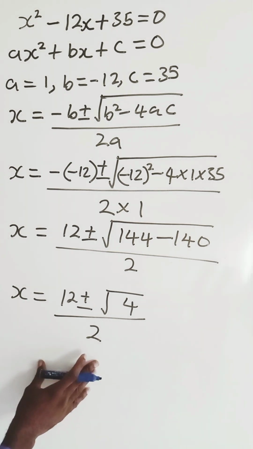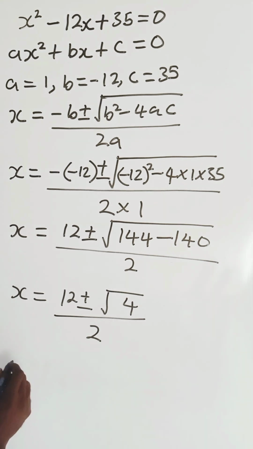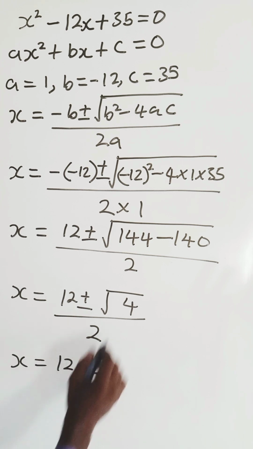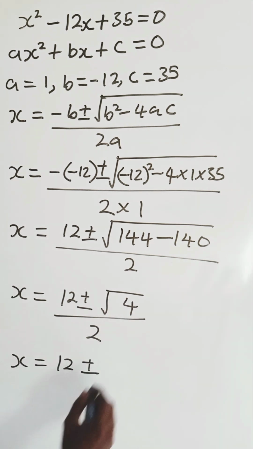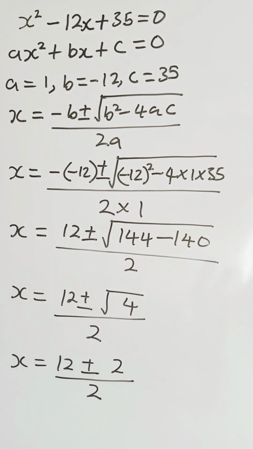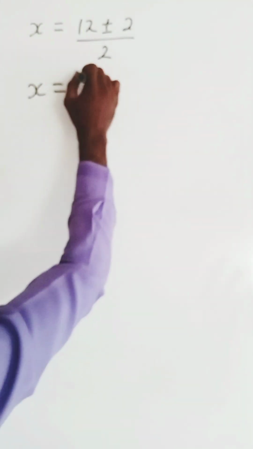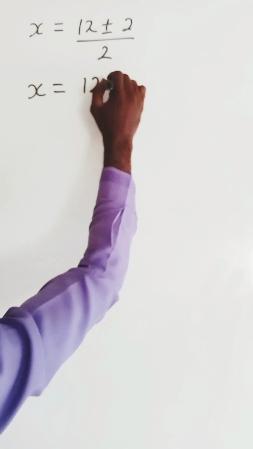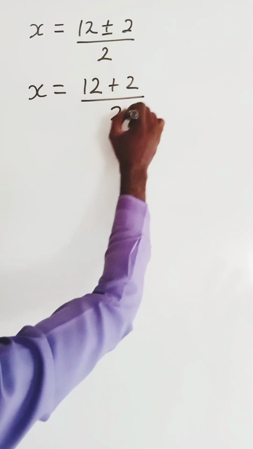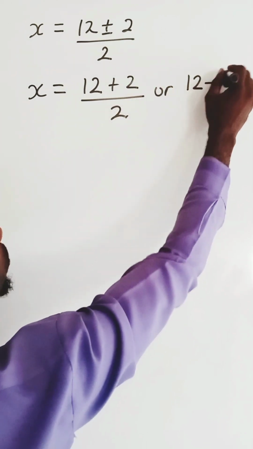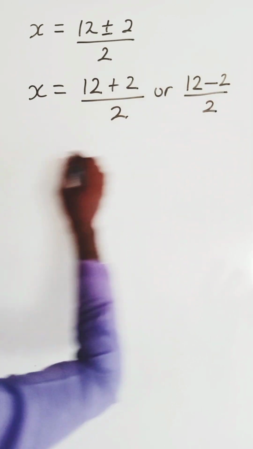Now we can analyze this: x is equal to 12 plus or minus the square root of 4, which is 2, all over 2. x will now become 12, taking the first sign, plus 2 all over 2, or 12 taking the second sign, minus 2 all over 2.